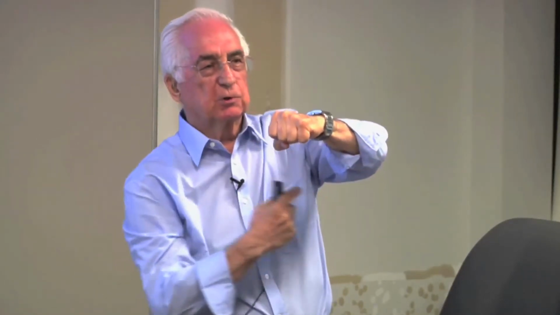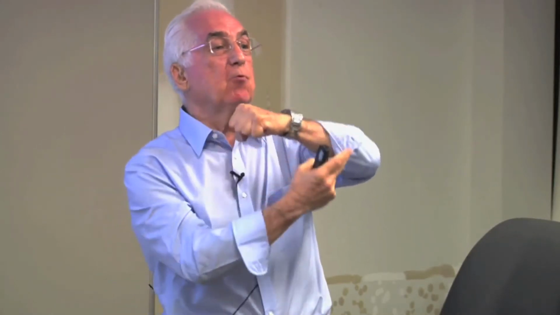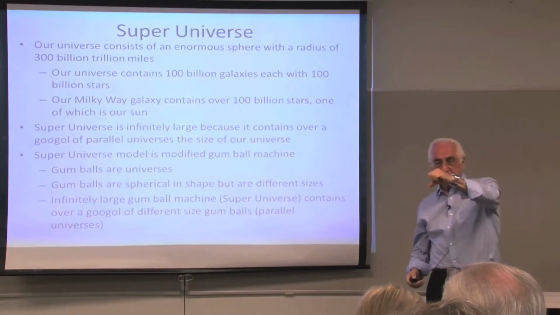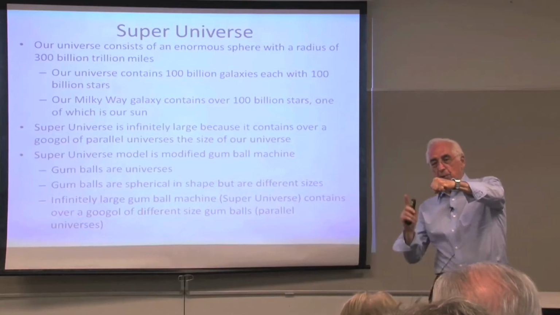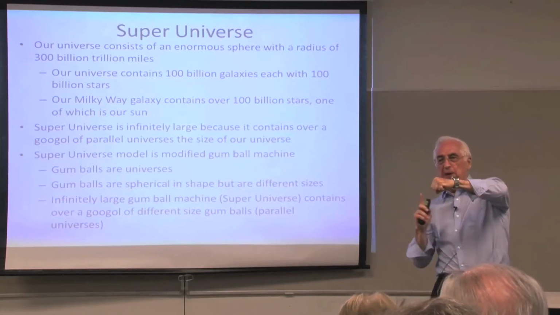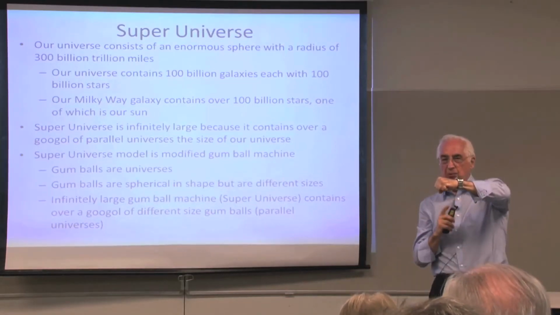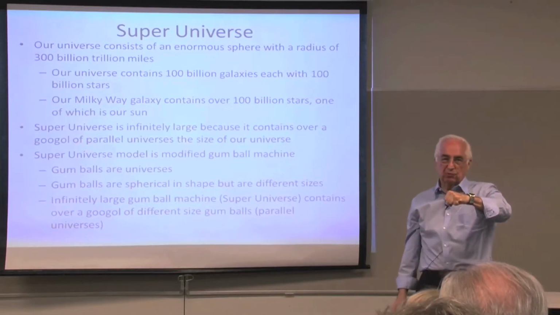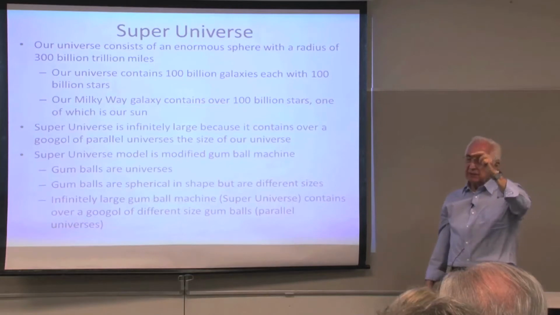One of those gumballs is our universe, and outside of our universe are all these other gumballs which are spherical in shape but different sizes, and they represent the parallel universes. Now, the question you may ask is, if this is our universe and all the parallel universes, all the gumballs are outside of our universe, how come no one has ever seen a parallel universe? And there are two reasons for that.